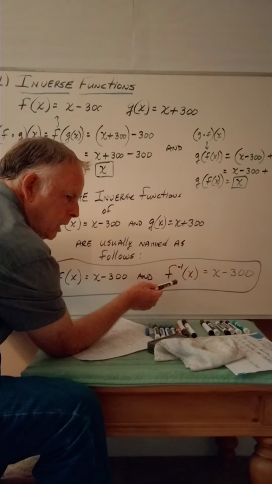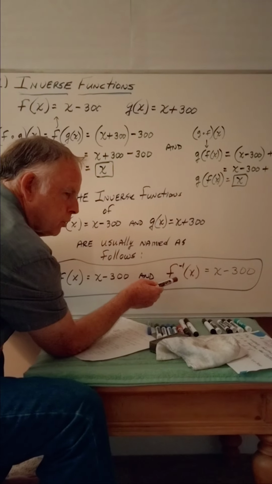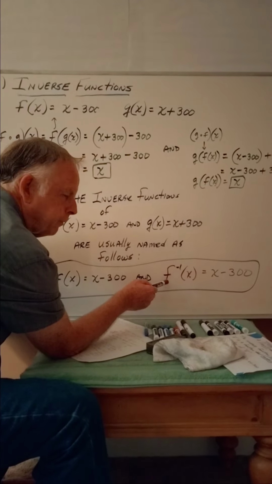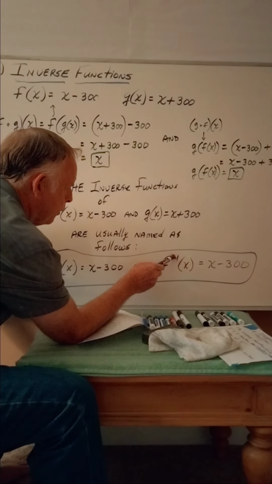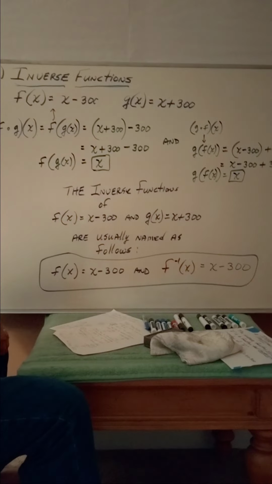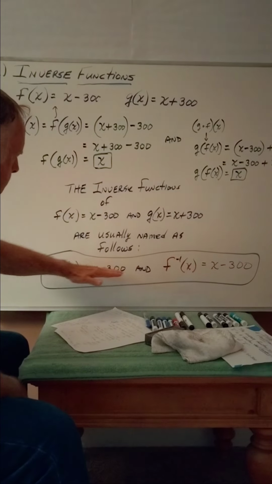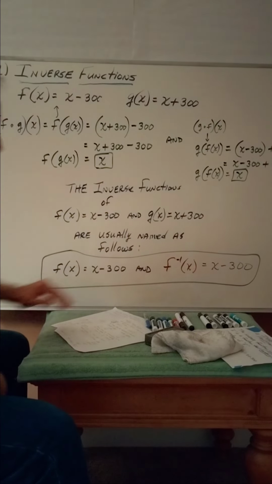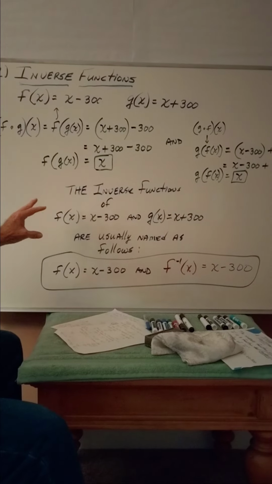It's the notation that's used to identify the inverse of function f. It's said again, f inverse of x, or the inverse of f, when the domain is x. This is ordinarily the way that we identify functions that are inverse of one another.